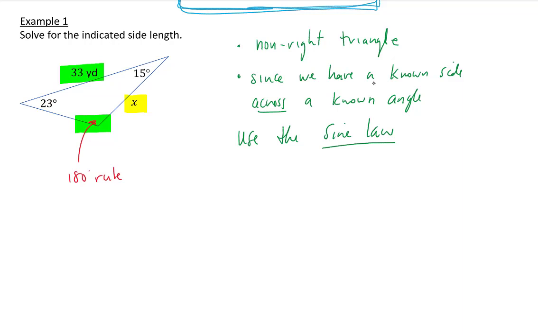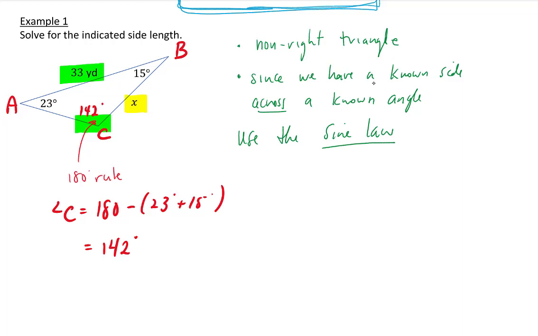So let's start first by finding our missing angle. So using our 180 rule, we get that. Actually, let's first label our diagram. So we have A, B, and C. So angle C is equal to 180 minus (23 plus 15). And that gives us an angle of 142 degrees. So that's this angle right here.